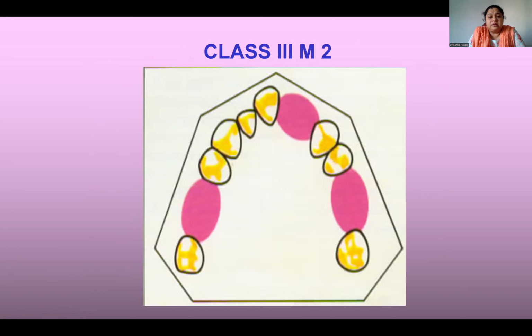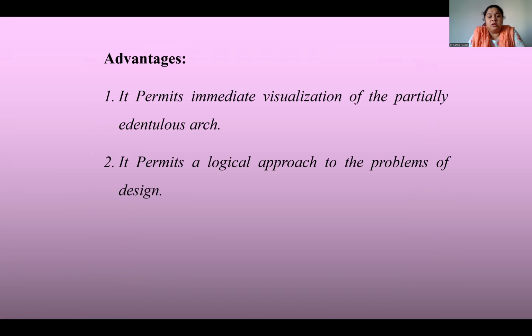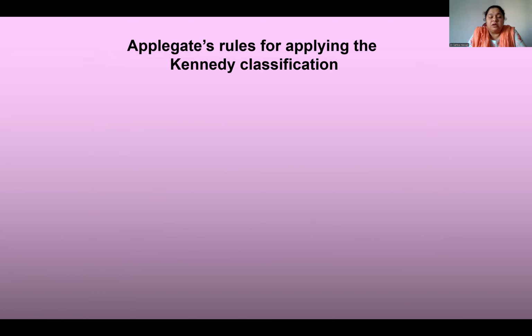See, this is class 3, mod 2, because anteriorly and posteriorly you will consider it class 3, and two more spaces. You will get to know this when you understand the Applegate rule. The advantages of classification are that it permits immediate visualization and permits a logical approach. Logical because it will be faster if we visualize faster. So this is more important before you give anything.